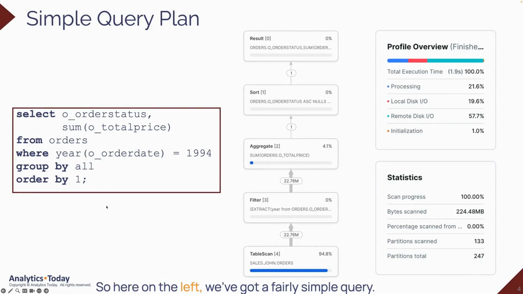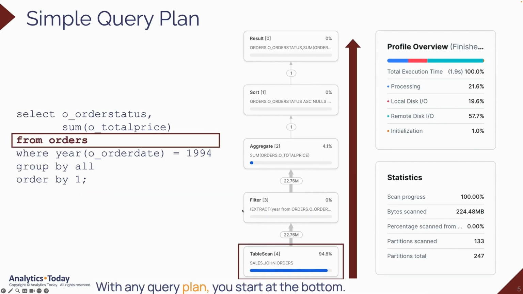So here on the left, we've got a fairly simple query. It's going to select the order status, sum of total price from orders for a given year, and then do a group by and an order by. And here in the middle, we have the query profile and the statistics associated with it. And what we'll do is we'll go through each of these and explain exactly what to look for. And then later on, we'll talk about the statistics and what these actually mean in some detail.